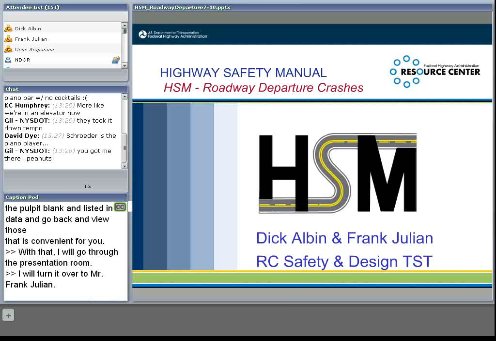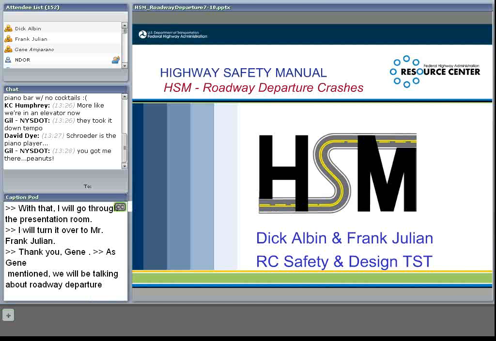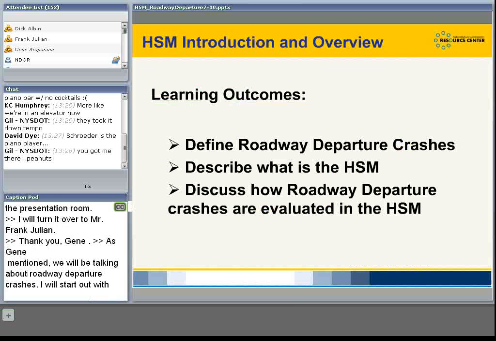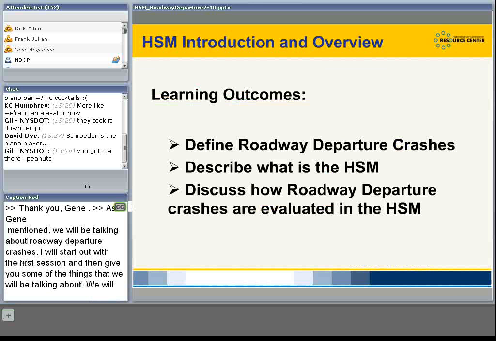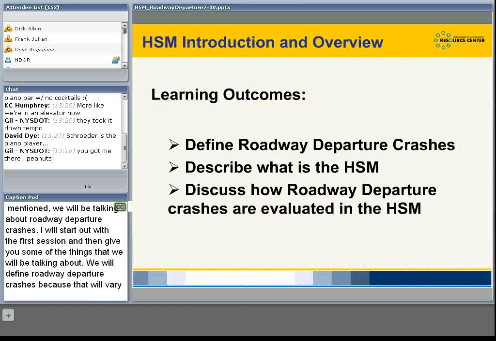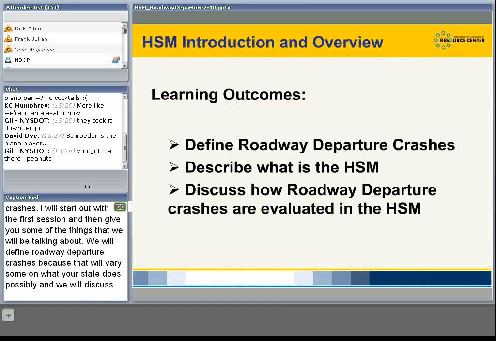As Gene mentioned, we're going to be talking about roadway departure crashes today and how it relates to the Highway Safety Manual. I'll start out with the first session and give you some of the things that we'll be talking about. And we'll define roadway departure crashes to start with, because that's going to vary some with what your state does, possibly. We'll describe what is in the Highway Safety Manual as it relates to roadway departure, and discuss how roadway departure crashes are evaluated in the Highway Safety Manual.